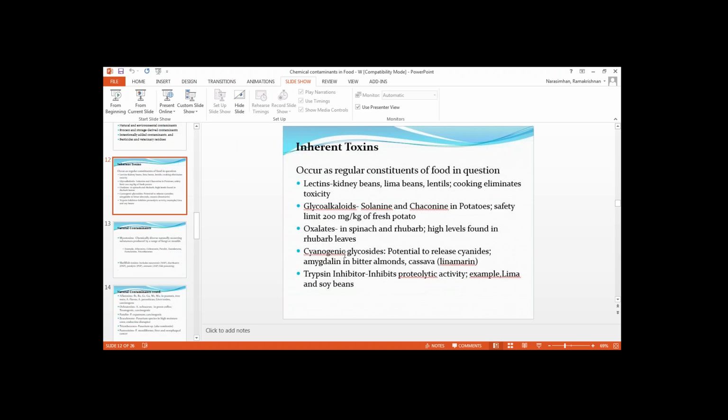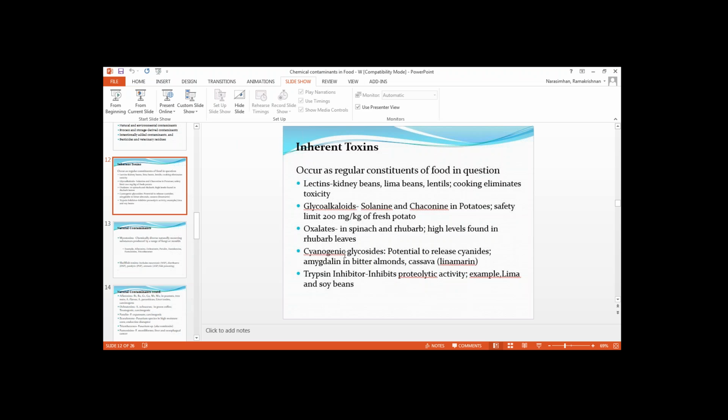Let me go through the categories one by one. I'm going to provide a lot of information about these hazards in detail. Okay. The first one is inherent toxins. These toxins, these chemicals, occur as regular constituents of the food in question.